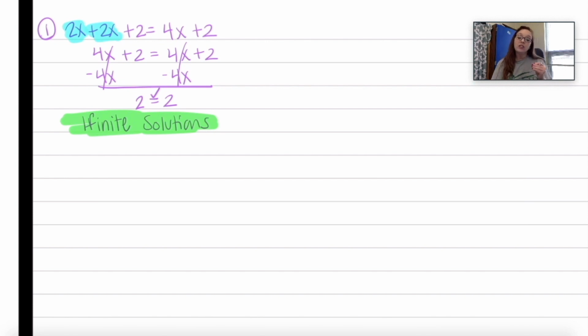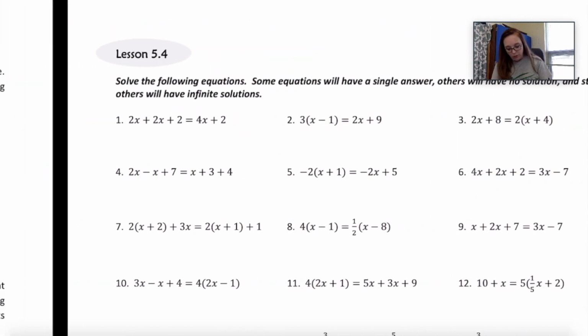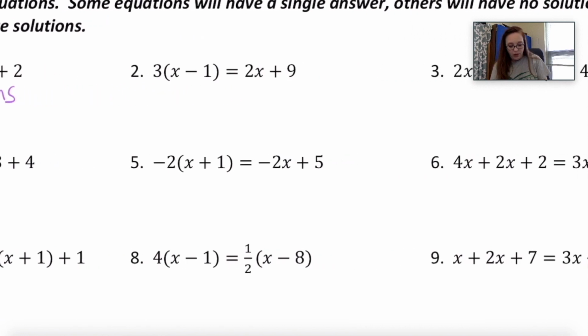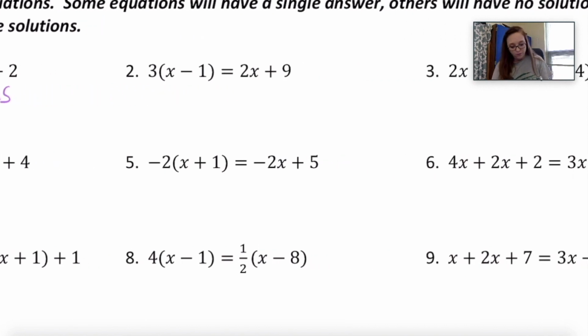Prior to this, when we solved an equation, you got one solution. You might have gotten x equals 5 or x equals negative 9. When you get one solution, that means there's only one value that would make the equation true. This time, there's an infinite number of solutions that would make the equation true. So on this paper, let's write infinite solutions. Okay, and then we're going to do number 2.